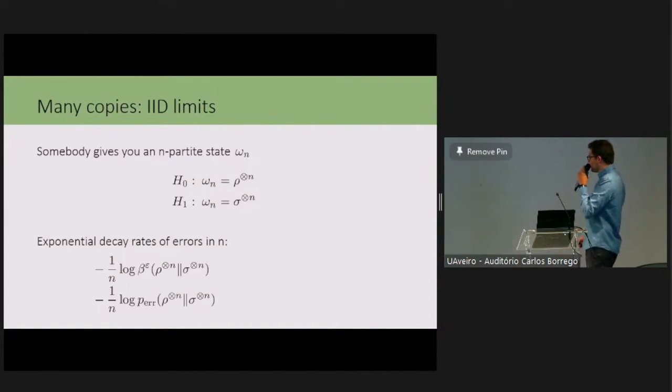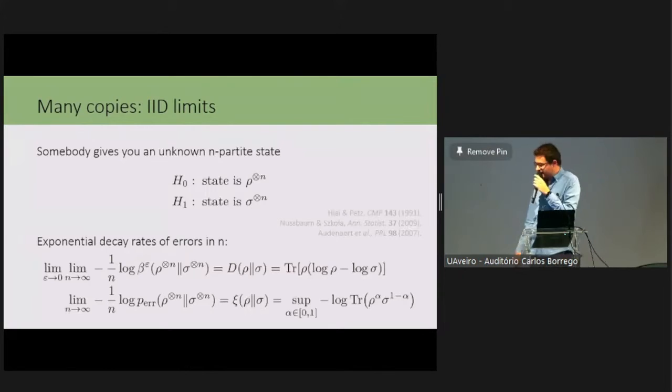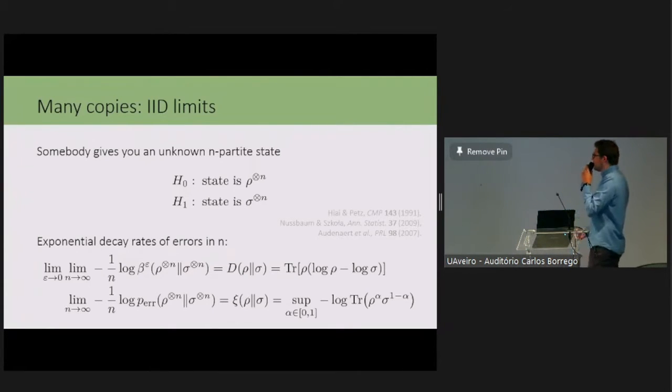So you look at this error, you take the logarithm, you divide by 1 over n, take a minus because your error should be less than 1. And this is defined the same way as previously. So these errors are basically just the probability that you get your hypotheses wrong, optimized over all collective measurements. And you can take the limit n to infinity, and then here also epsilon to 0.